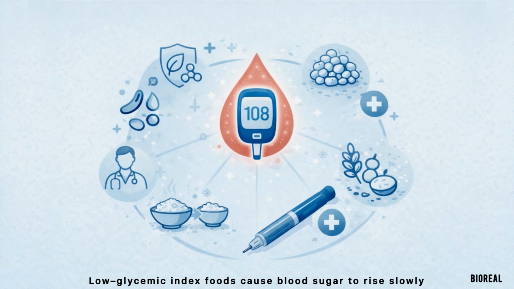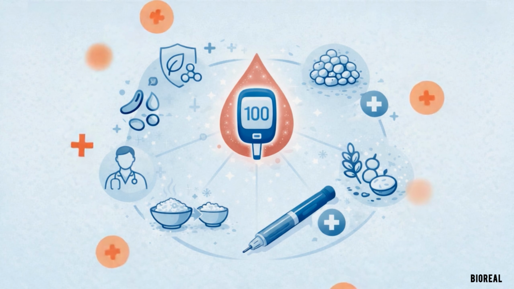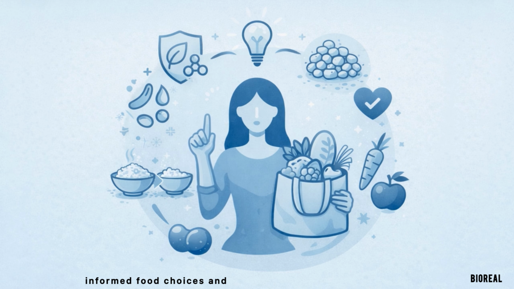Low glycemic index foods cause blood sugar to rise slowly and help prevent sudden spikes, which is especially important for people with diabetes. Knowing these points helps us make more informed food choices and maintain our health in the long term.